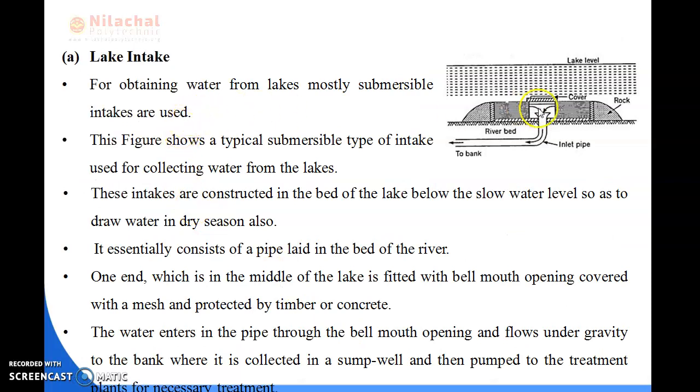So it is one type of lake intake, submerged in the lake. One end, in the middle of the lake, is fitted with a bell mouth opening covered with a mesh, and it is protected by timber or concrete. The water enters the pipe through the bell mouth and flows under gravity to the bank, where it is collected in the sump well and then pumped to the treatment plants for necessary treatment processes. This is the lake intake.